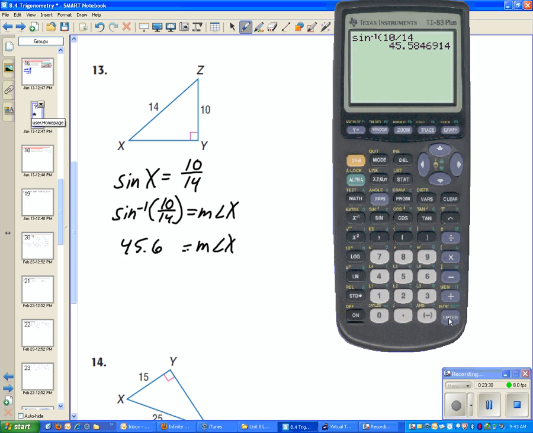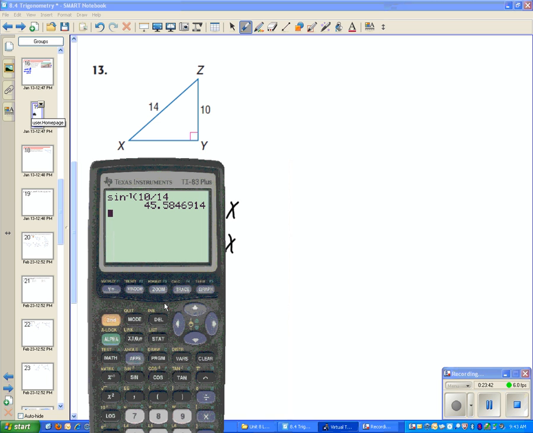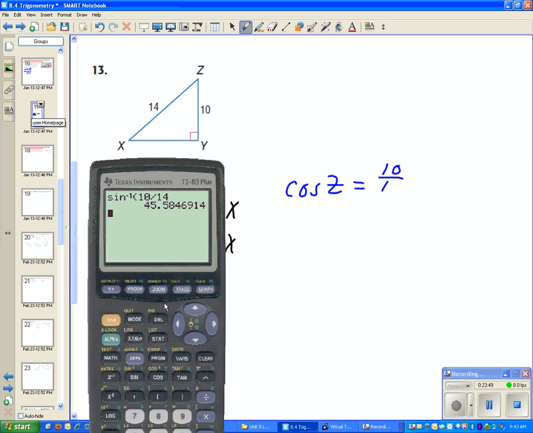Anybody got a problem with what I've done? Yeah, I did the wrong angle. Darn it. All right, so the cosine of Z equals adjacent over hypotenuse. This ought to work out better, shouldn't it?